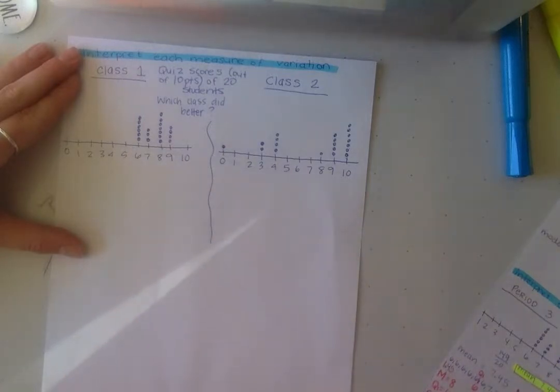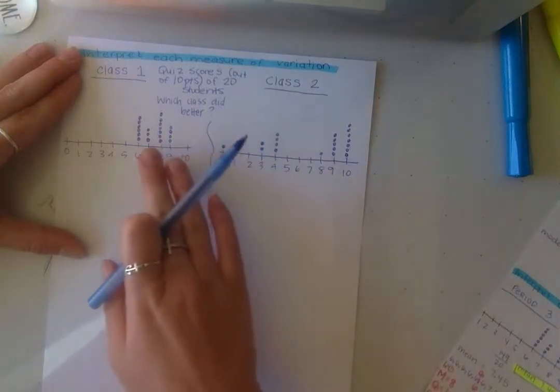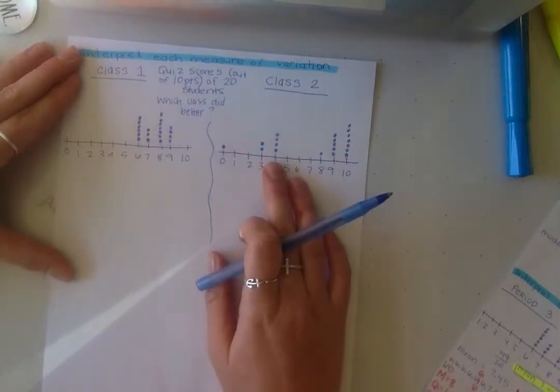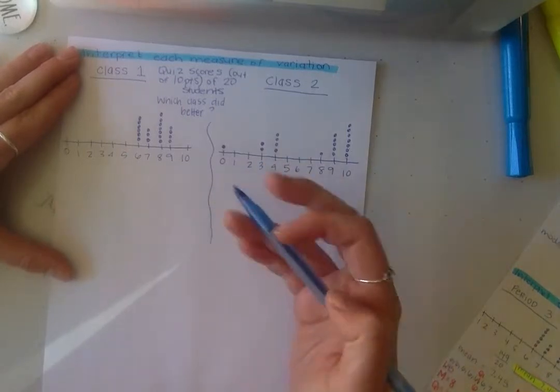So what I want to do is use my mean, my different quartiles, and my mean absolute deviation to help me explain this data in technical terms. So let's go ahead and first find the mean.